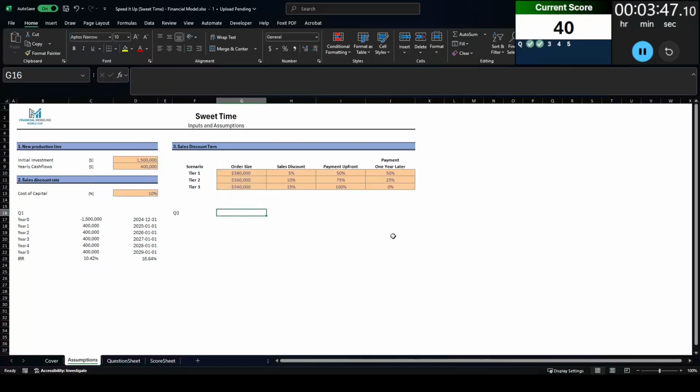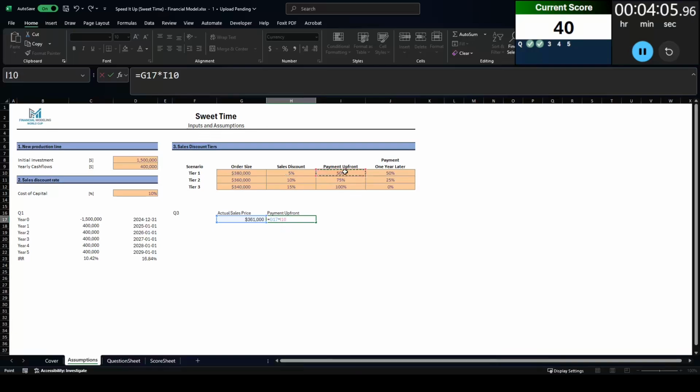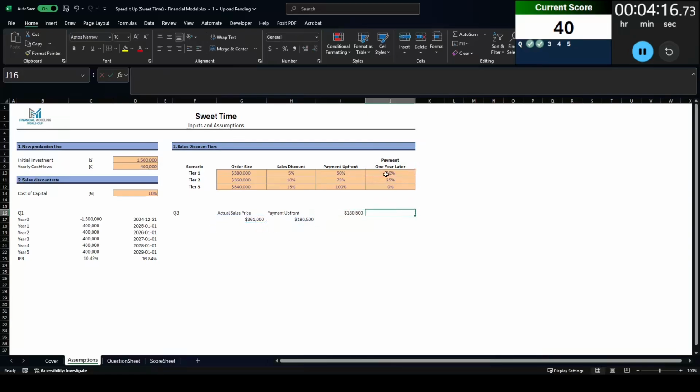So let's say actual sales price. That's going to be order size minus the discount. There we go. And let's say payment up front. It's going to be that times the 50%. I'm doing this horizontally for a reason, and you'll see with the next 2 questions. And payment 1 year later is the other 50%.